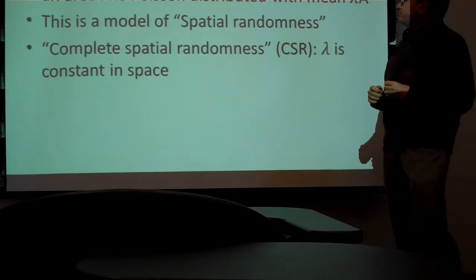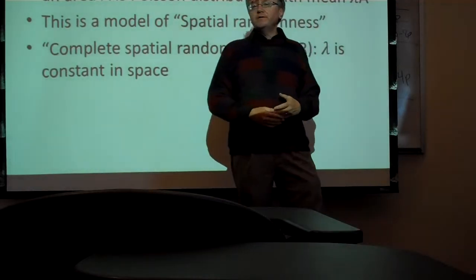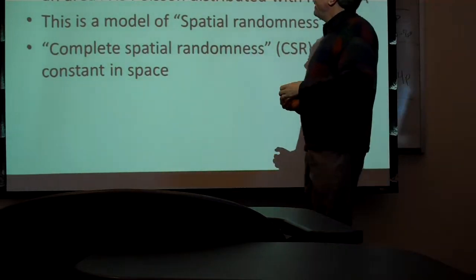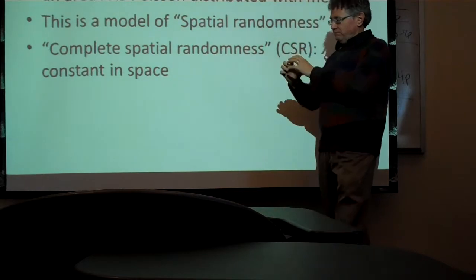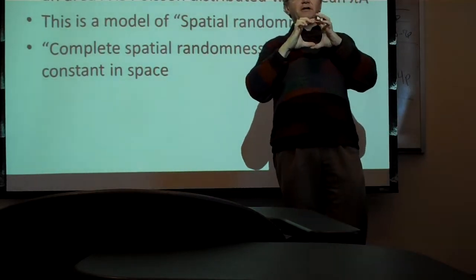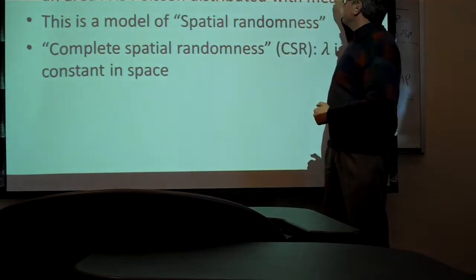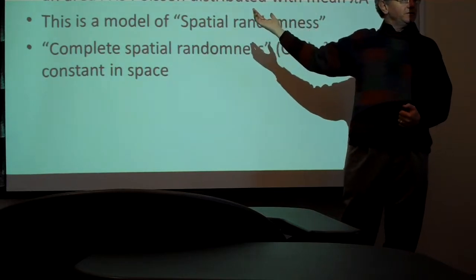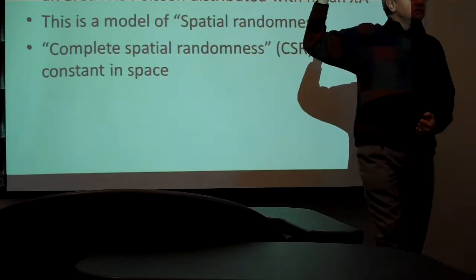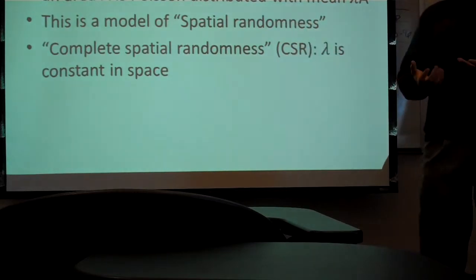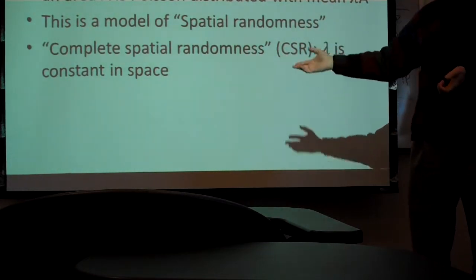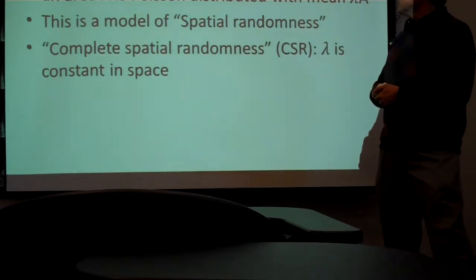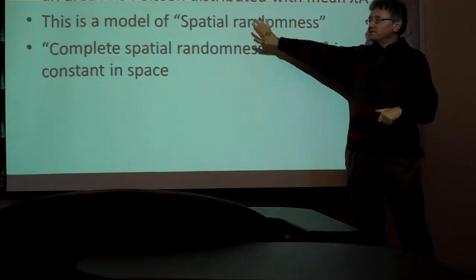And the standard model for a random point process is that if a given little box with area A has intensity lambda, then the expected number of occurrences is just lambda times A. The actual number of occurrences is going to be a Poisson random number with that parameter. So this is a model of spatial randomness.